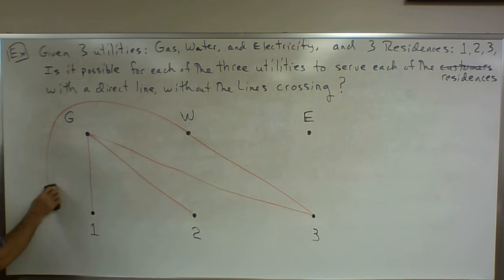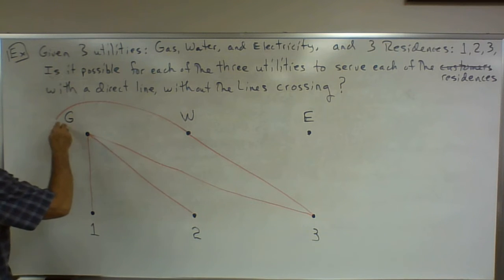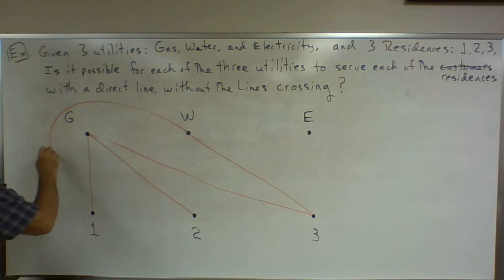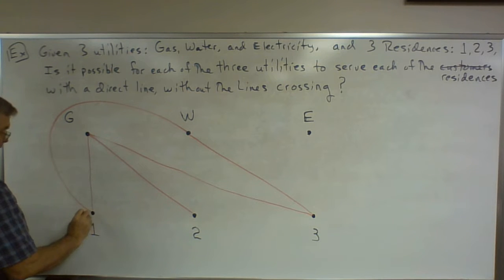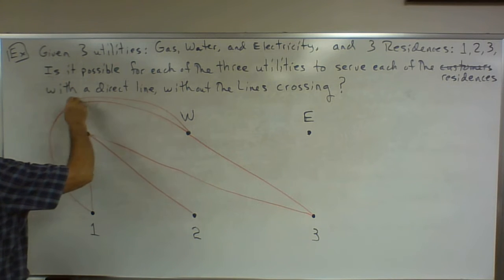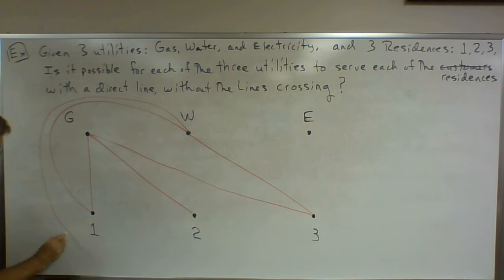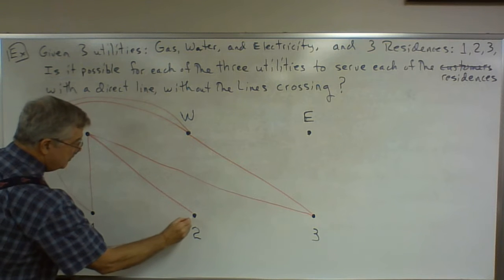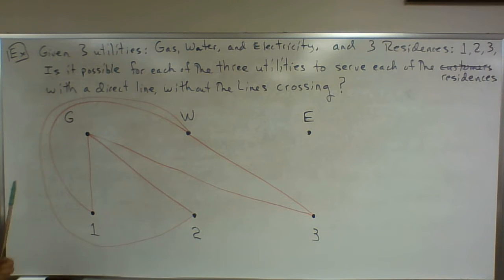I'll tell you what. Let's have this water line going from water to residence 1, and then we can have another water line going to residence 2, and we have water serving all 3 residences.